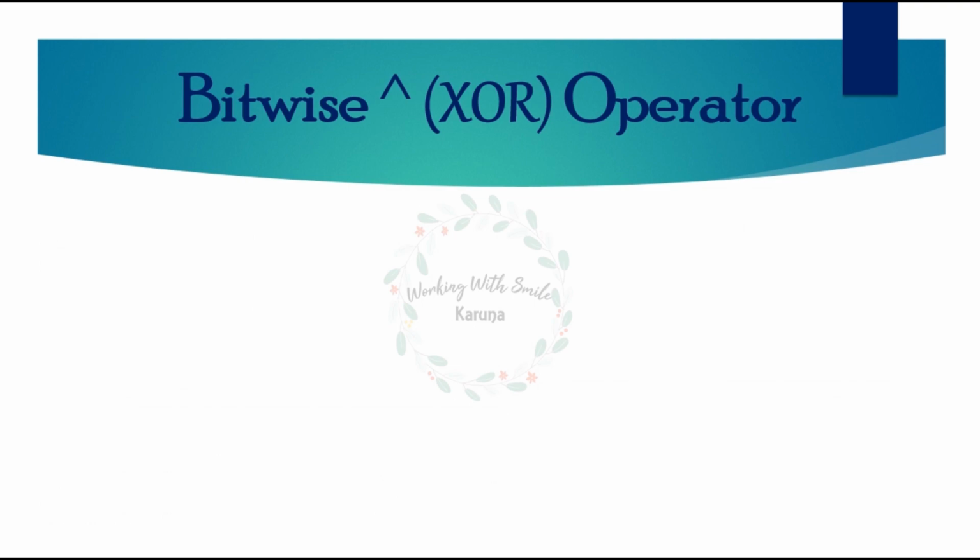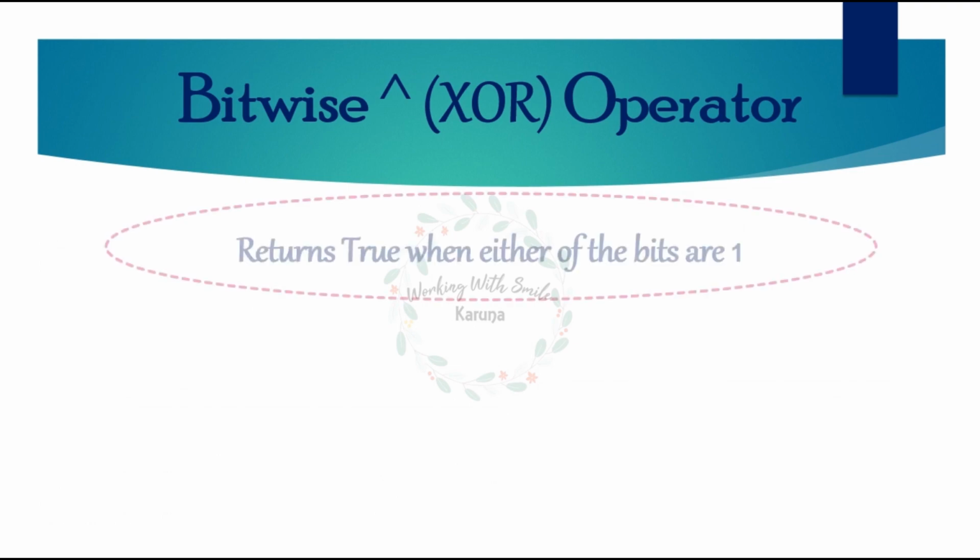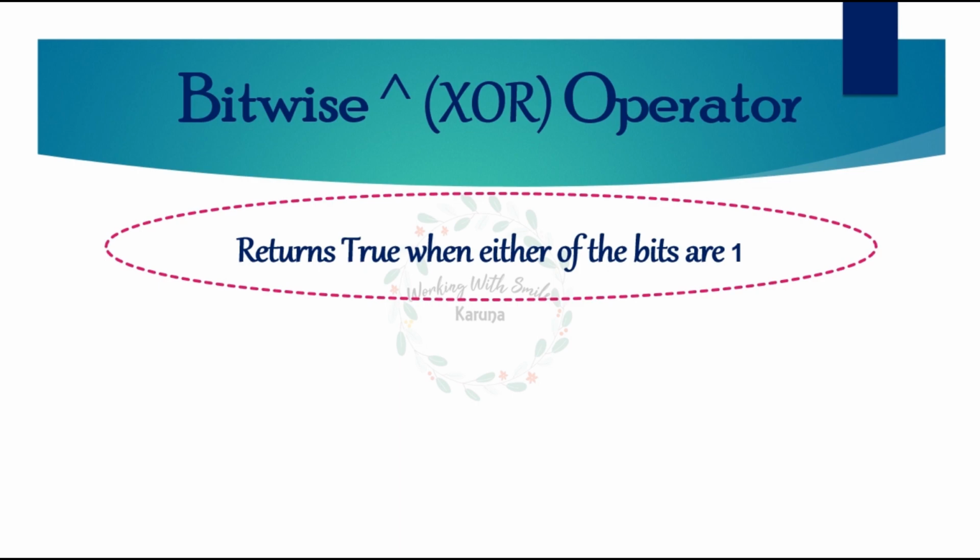Now let's understand the bitwise XOR operator. This operator returns a true value when either of the bits are 1. That means if I compare this operator with inclusive OR, which generates 1 when both the bits are 1 or either of the bits are 1, then XOR will generate a 0 answer when both the bits of the number are 1. Now let's see how it works.